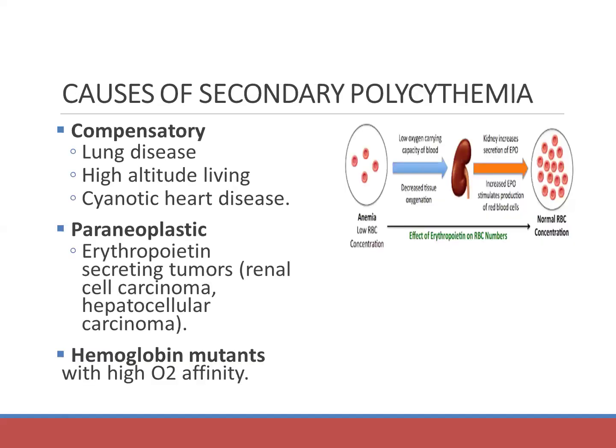Causes of secondary polycythemia include lung disease, high altitude living, cyanotic heart disease, erythropoietin-secreting tumors like renal cell carcinoma and hepatocellular carcinoma, and variants of hemoglobin having high oxygen affinity, where oxygen will not be released from hemoglobin. There will be hypoxia in tissues, and this hypoxia will stimulate erythropoietin production. The erythropoietin level will increase in the blood and lead to secondary polycythemia.